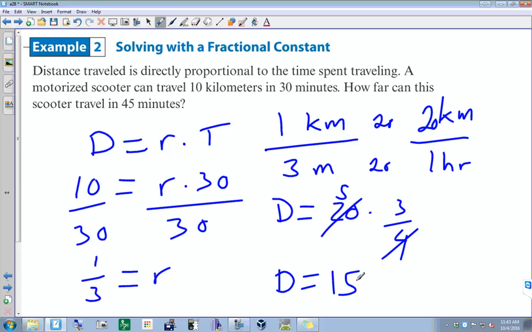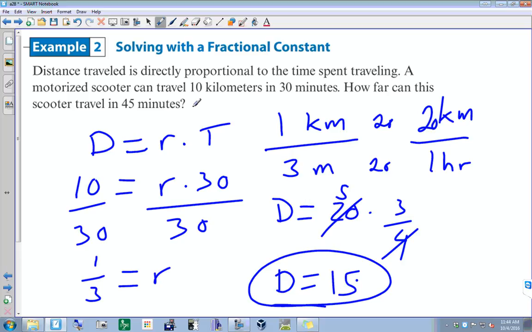Now, this is what I mean by you should be able to deal with this pretty easily. 45 minutes. What's half of 30? 15. What's half of 10? 5. So if I go for another 15 minutes, I should be able to go another 5 kilometers, correct? Isn't that just what I got down here?